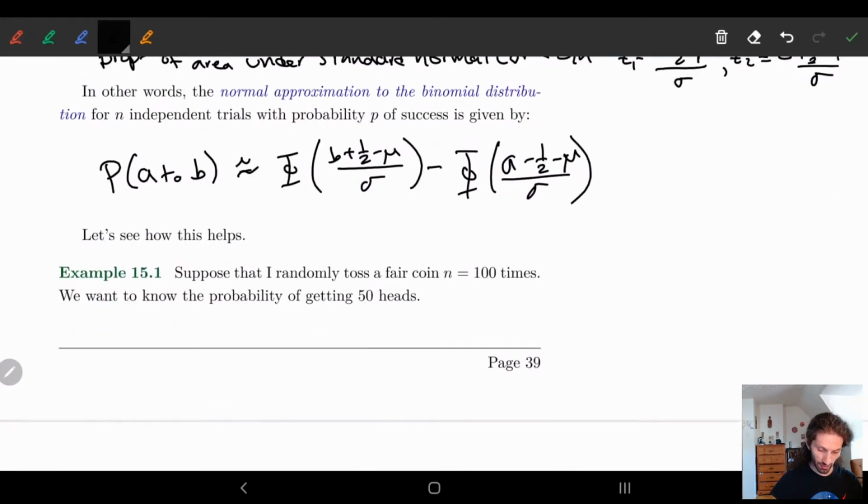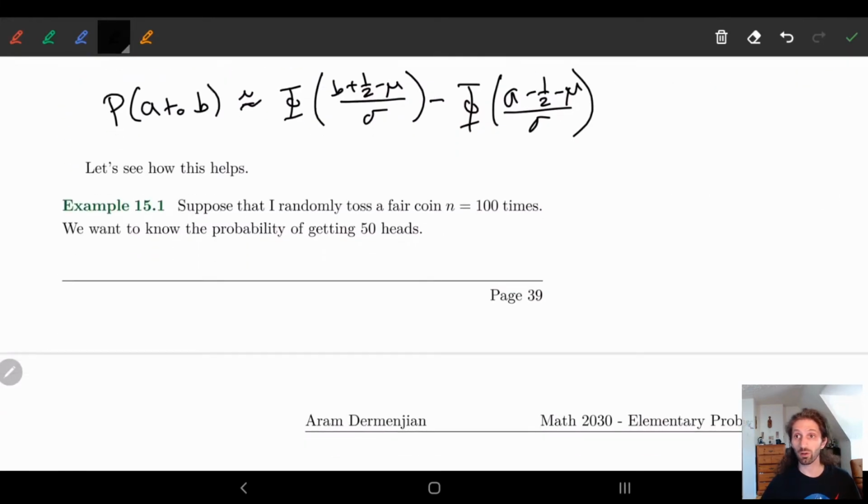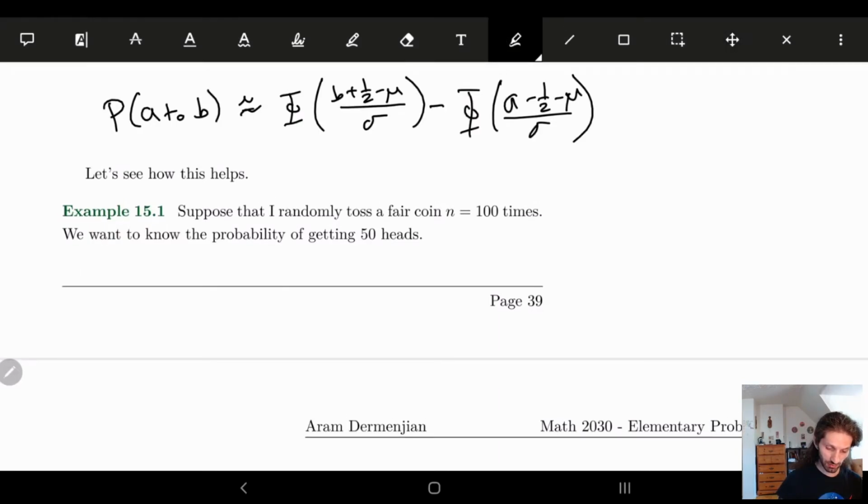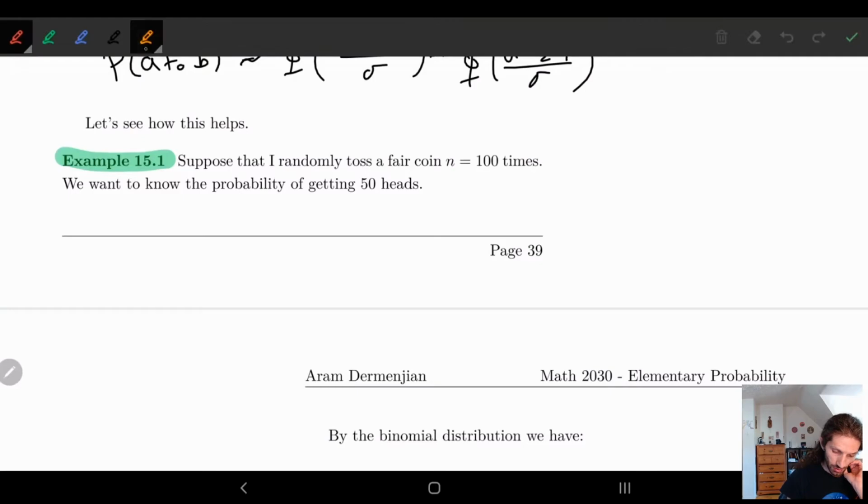So let's suppose I randomly take a fair coin, and I toss it 100 times. This should be a relatively easy example. So let me highlight this. We want to know the probability of getting exactly 50 heads. So what's the chance of getting 50 heads?